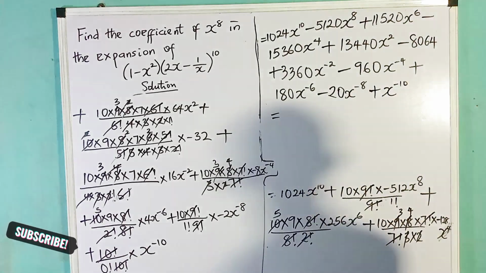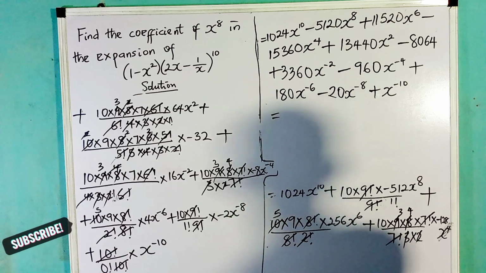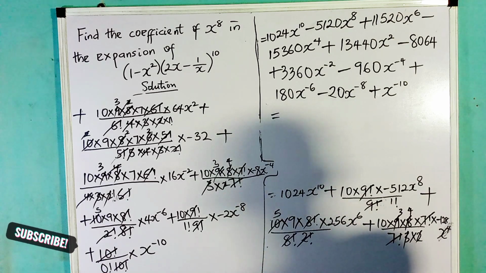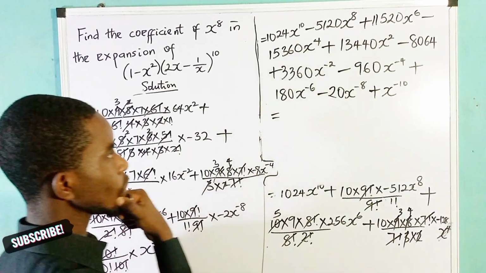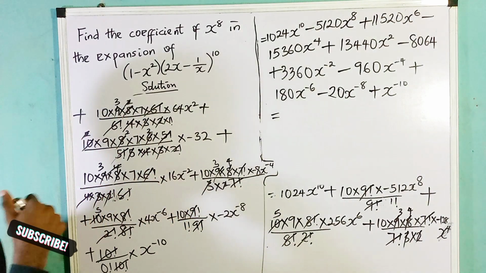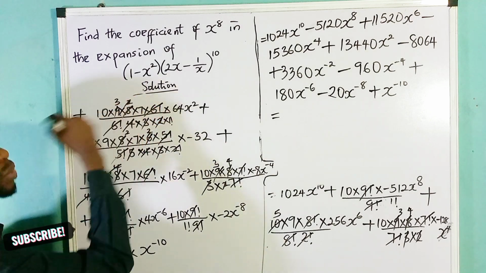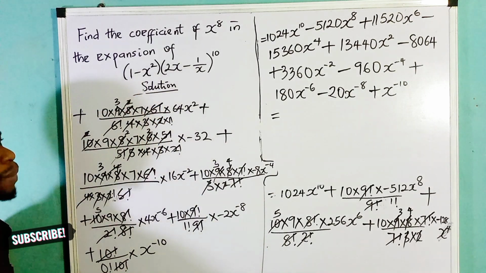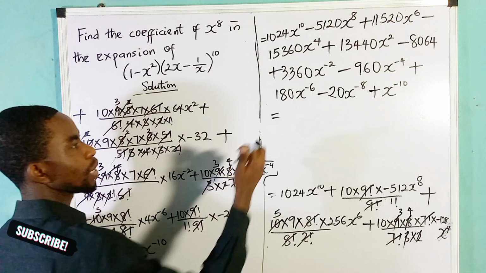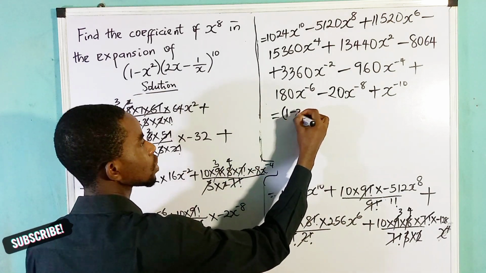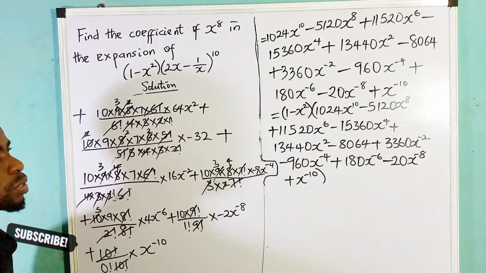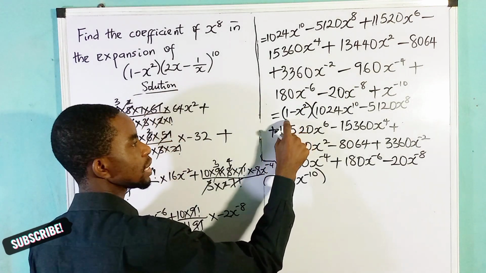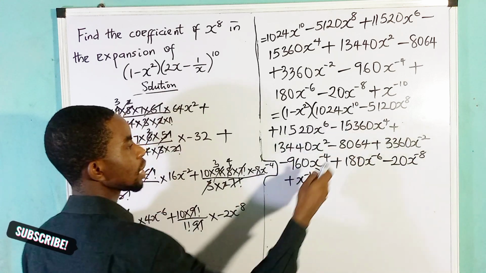So we're going to collect like terms. I think there are like terms, or I don't think there are like terms. So what we are going to do now is to come back here and multiply what we have with 1 minus x squared. So we have 1 minus x squared times everything here. So I'm going to rewrite this. So now I'm going to expand by multiplying each term here by each of the terms here.